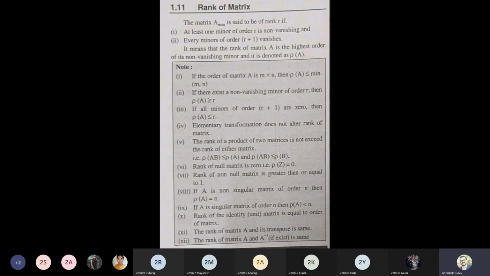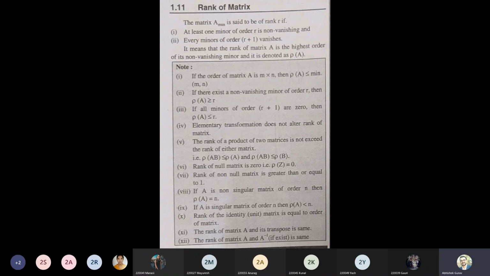What do you mean by singular and non-singular? If the determinant of A is not equal to 0, it is called non-singular. If the determinant of A is equal to 0, it is singular. So if A is a non-singular matrix, meaning the determinant is not equal to 0, of order n, then the rank of A is equal to n.